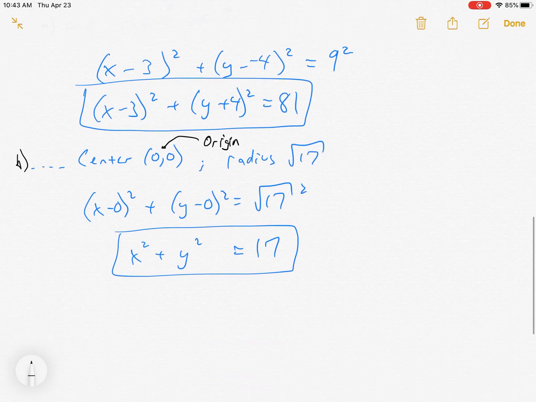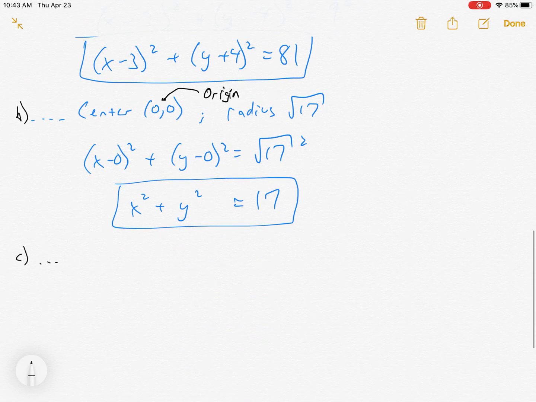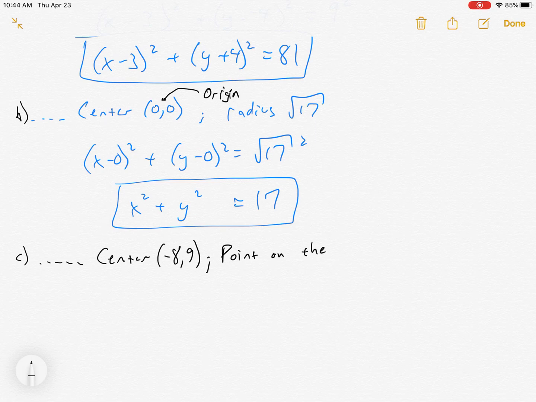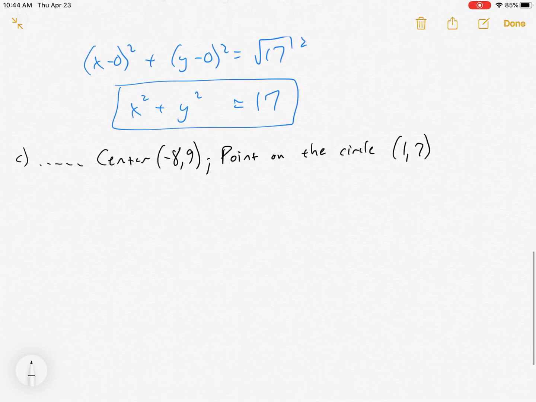Okay, let's continue to write the circle equations. Let's see if we can do this. Call this A, we'll call this B, we'll call this C. So write the equation of a circle now with the center at -8, 9. And I'm going to mix it up a little bit and give you a point on the circle.